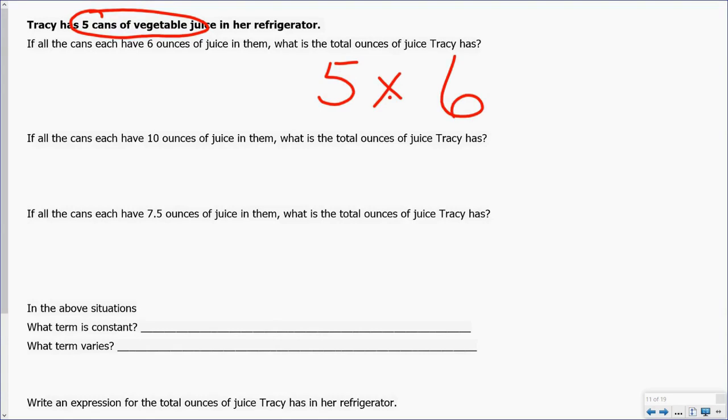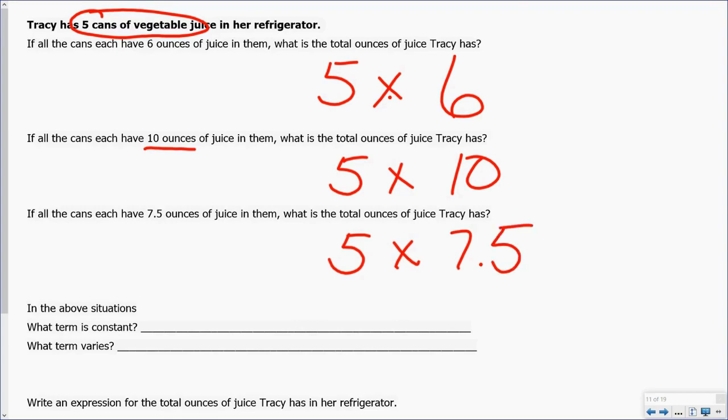But again, it's not equal because it's an expression. In this case, I have 10 ounces. So we're going to take 5 groups of 10. And in the last one, we have 7.5 ounces. So we have 5 groups of 7.5. So let's go down here to our questions again. What term is constant? So again, constant means the same. So I go up here and it looks like the 5 is what stays the same all the time.